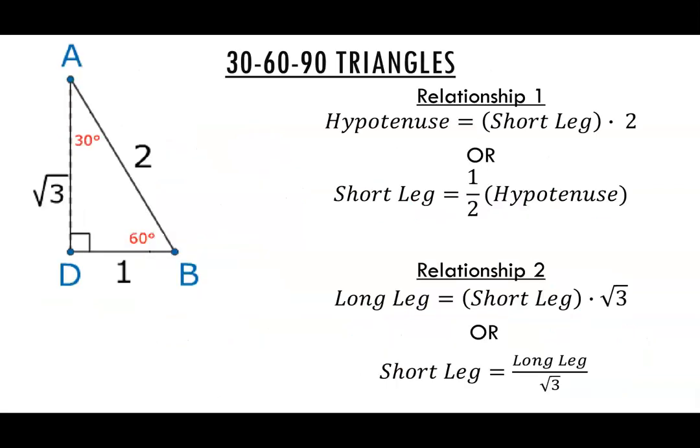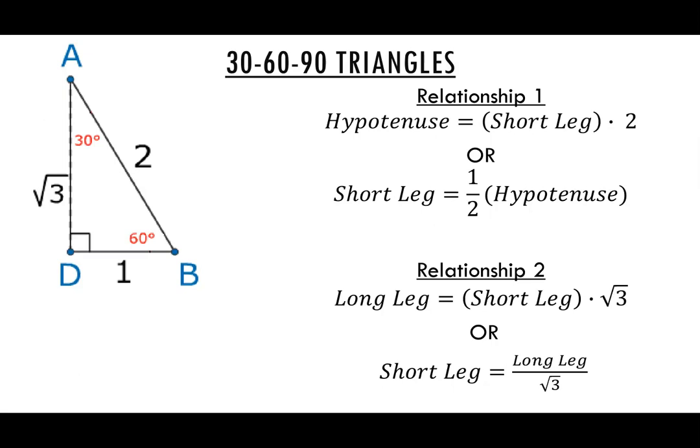So that brings us to our 30, 60, 90 ratios. Relationship number 1 compares the hypotenuse to the short leg. The hypotenuse is always 2 times the short leg, or the inverse way of saying it would be the short leg is 1/2 of the hypotenuse. And then the second relationship we see is that the long leg is always equal to the short leg times square root of 3, or the inverse way, the short leg is equal to the long leg divided by square root of 3.